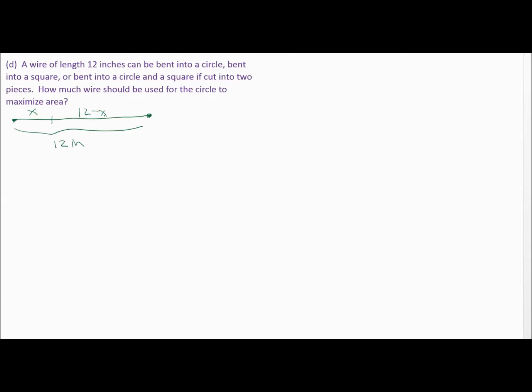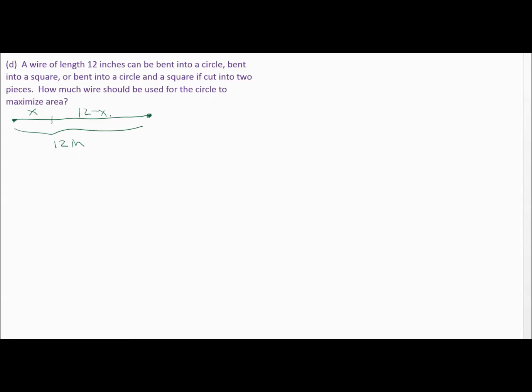Do you agree with that? So if this is 4 inches, then that's 8 inches. Or if this is 1 inch, then that's 11 inches. So that's the way you can name it without actually picking a value to cut for X. So this is how our wire works. Now let's talk about the perimeter, okay?